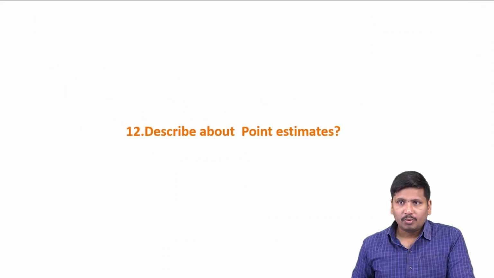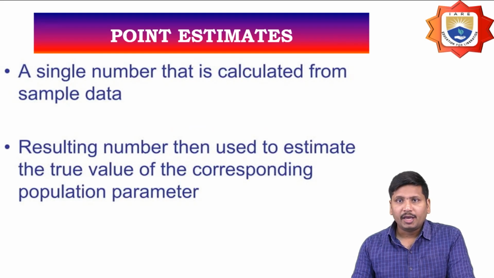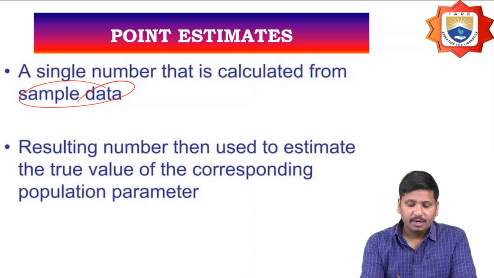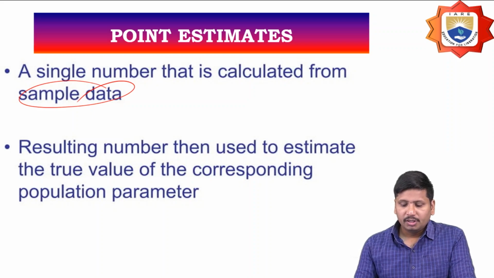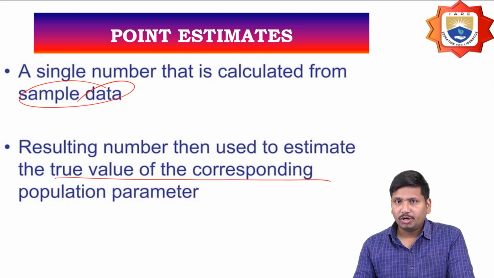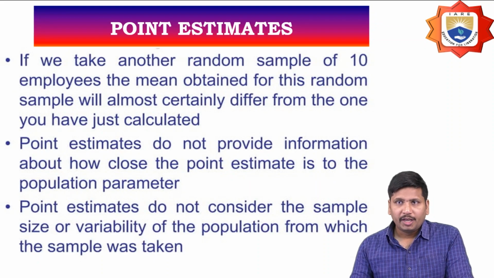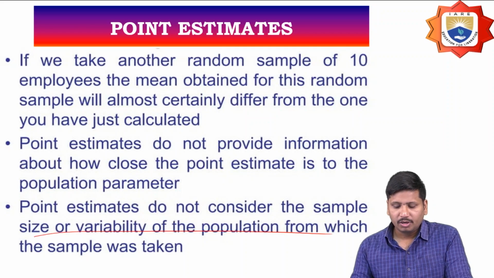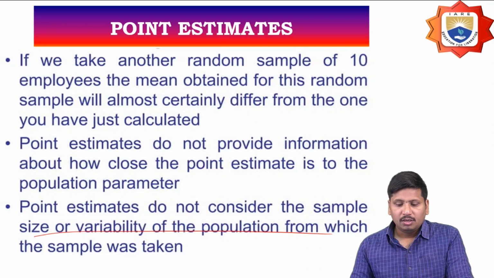Coming back to the point estimate, it is a number calculated from the sample data, and the resulting number can be used to estimate the true value of the corresponding population parameter. If I take a random sample of 10 employees, the mean is obtained from this random sample. The point estimate does not provide any information about how close it is, and it does not consider the sample size and variability of the population from which the sample was taken.